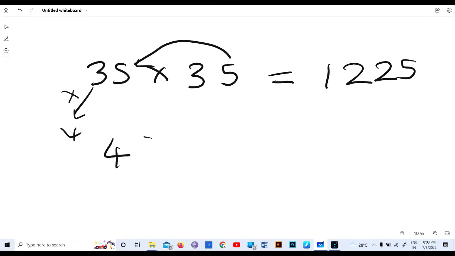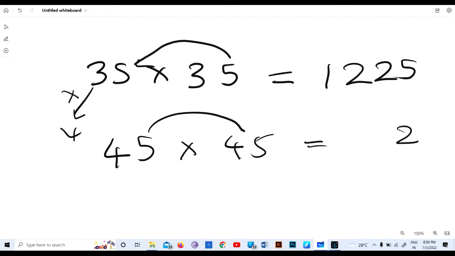Then 45 times 45. And 5 times 5, 25. And what is the number after 4? 5. And 5 times 4, 20. So this is the thing I want to share with you.